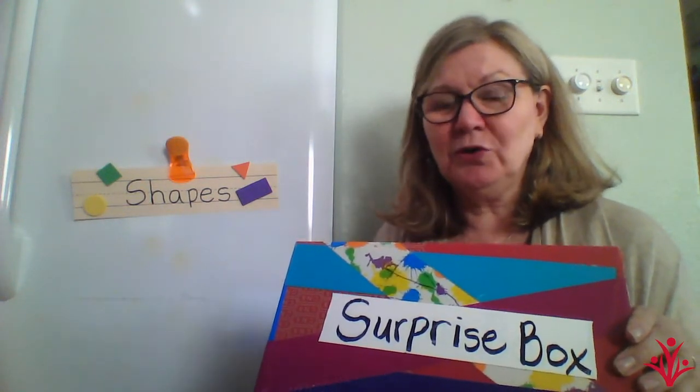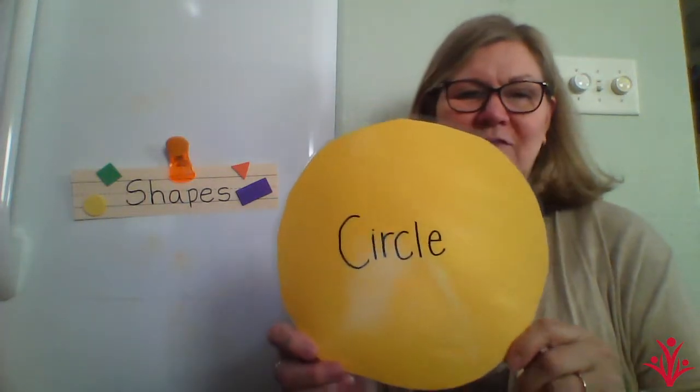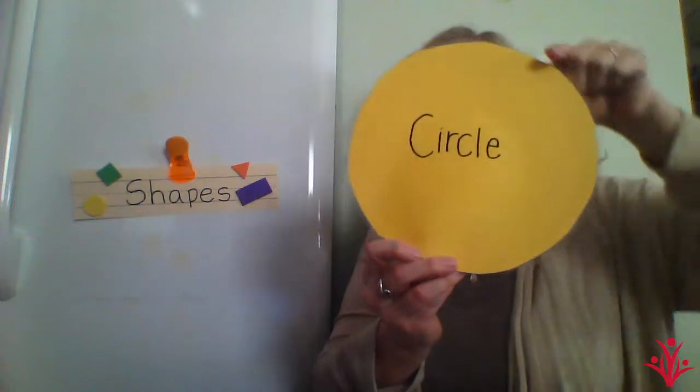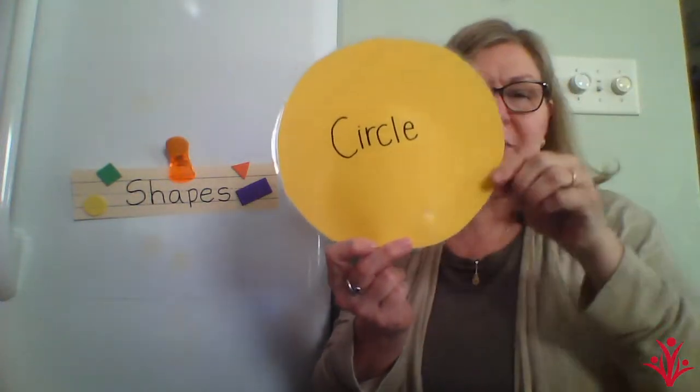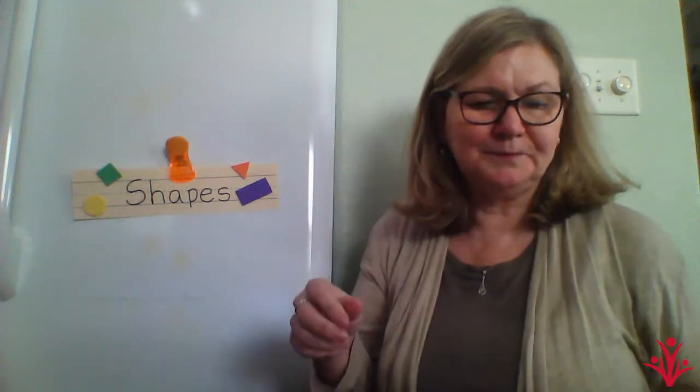Remember, it has no corners. Did you say circle? You're right if you said circle. A circle goes all the way around. It has no corners. That's what a circle looks like.